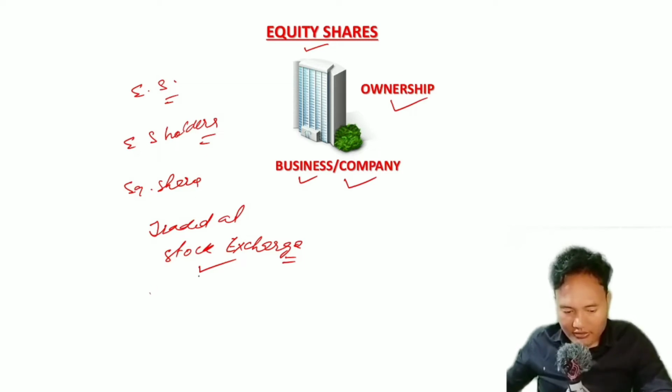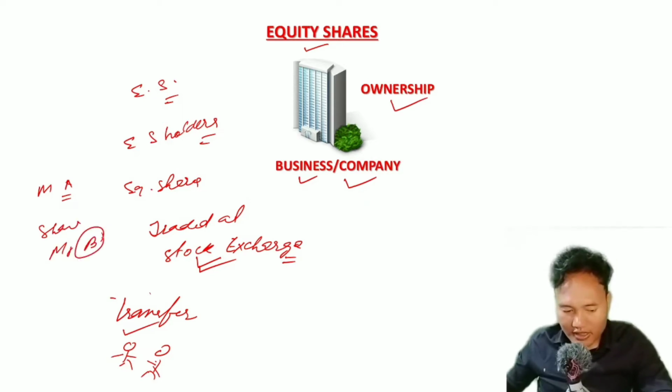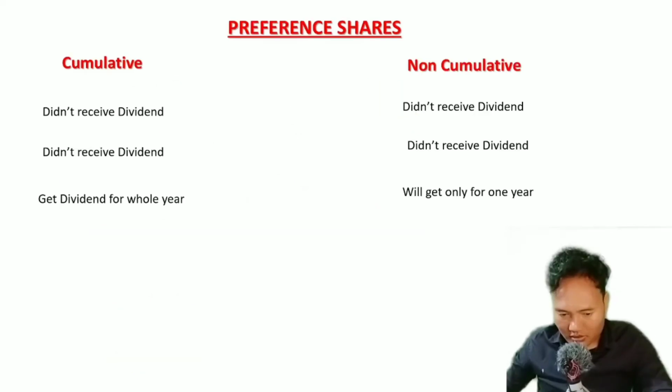Since equity shares are traded at stock exchange, they are transferable. It can be transferred from one person to another person. Suppose Mr. A has transferred his shares to Mr. B, then Mr. B will become the equity shareholder and he will be called the owner of the business entity or company.